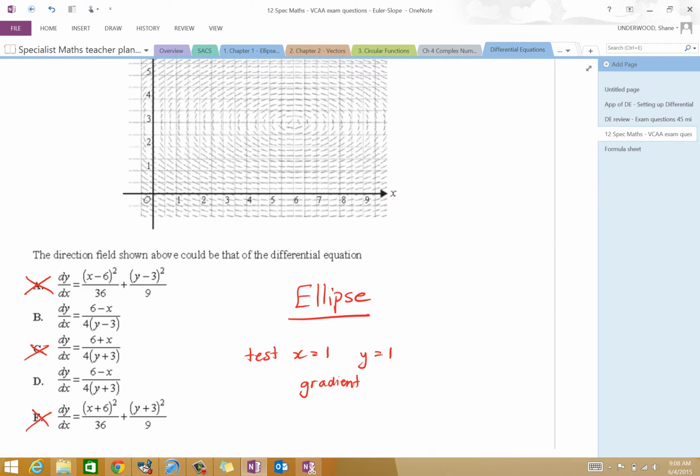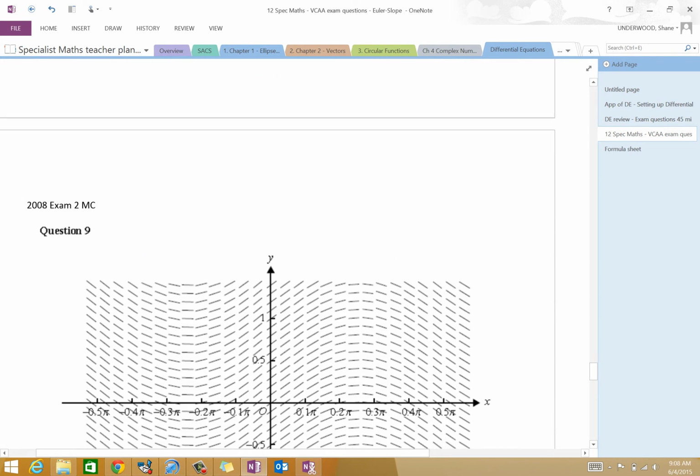I've picked a point, haven't I? Because at x equals 1, y equals 1, dy/dx there would be equal to 5 over 16, which is positive. And we do know that at that point that is a negative gradient. There you go. I've picked a point. Answer has to be B, doesn't it? Make sense? Good.